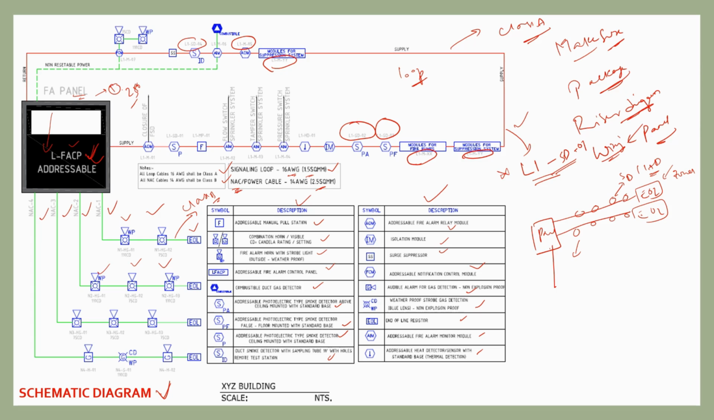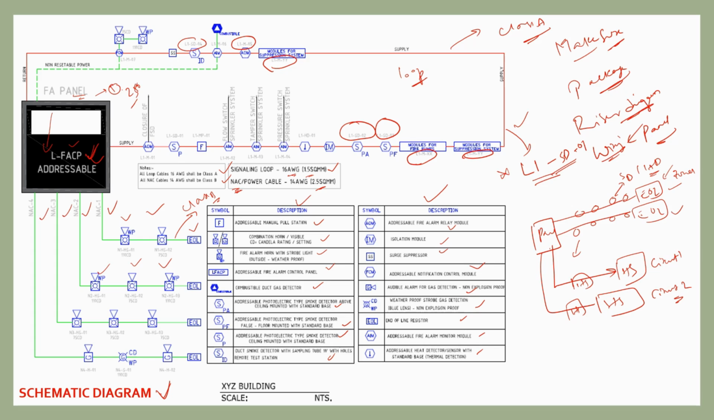Apart from that, from the conventional panel, we can connect various horn strobes, and this can be called circuit 1, for example, and various horn strobes can be connected, and this can be called circuit 2. Basically here you can see, in a conventional panel, it will be class B wiring.